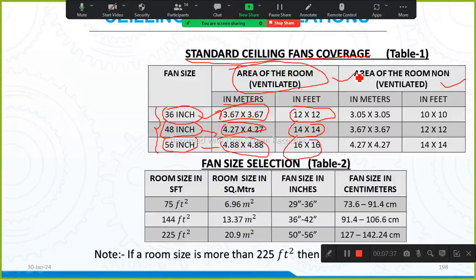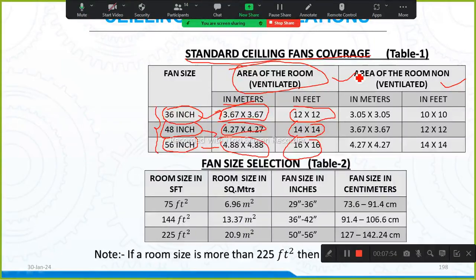In terms of the 48 inches fan, 3.67 by 3.67, or 12 feet by 12 feet. Again, for 56 inches, 4.27 by 4.27 in meters, and 14 feet by 14 feet in terms of feet. So this is one fan's coverage area for both ventilated and non-ventilated rooms.